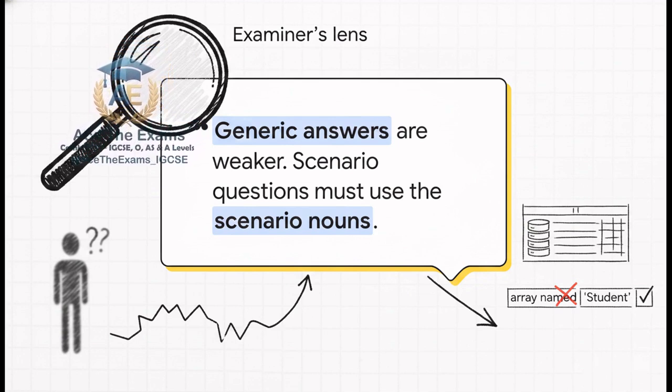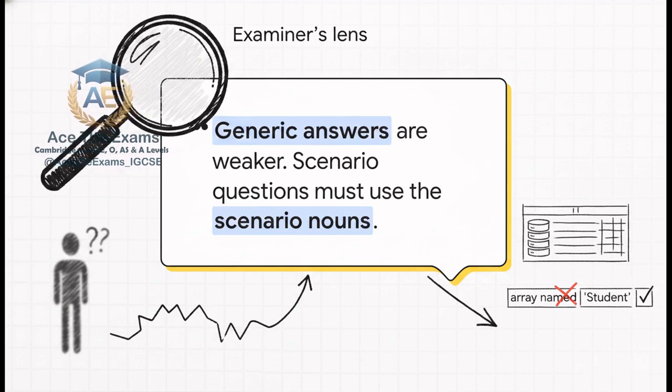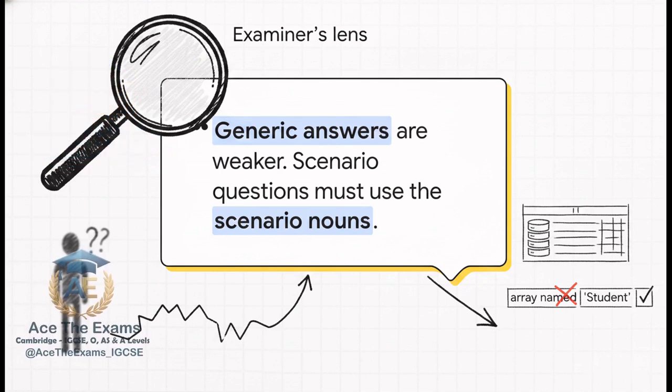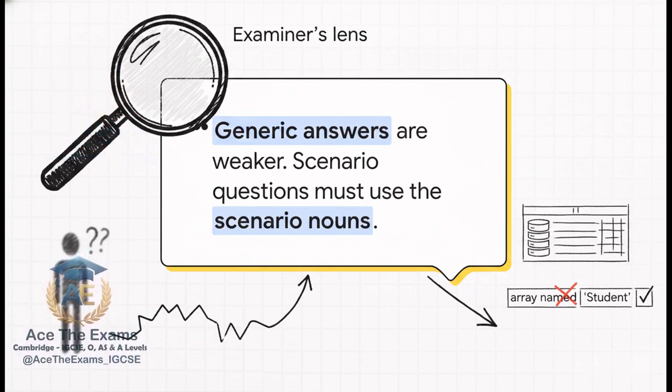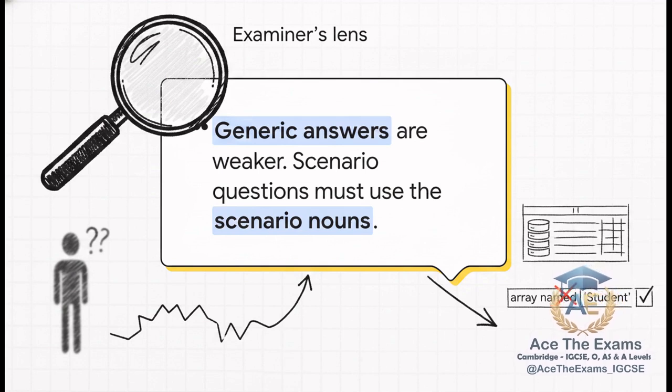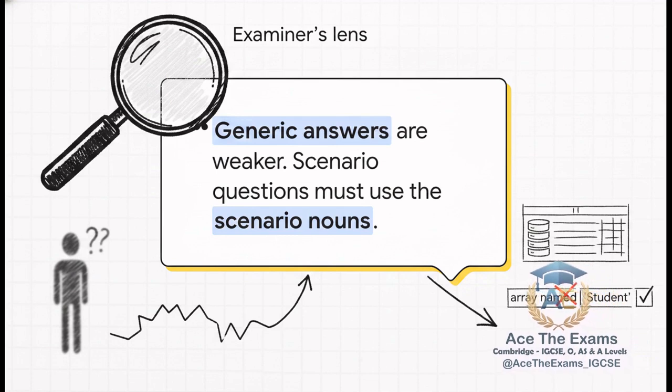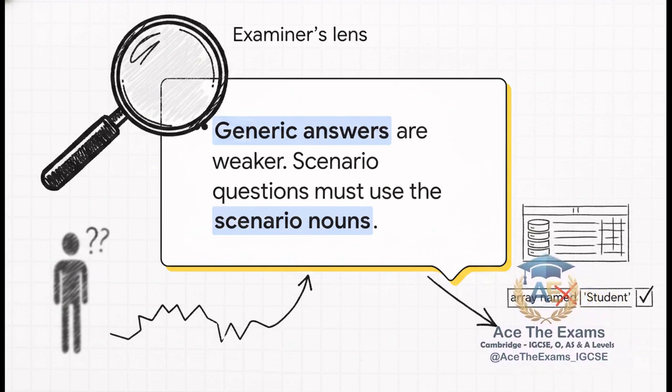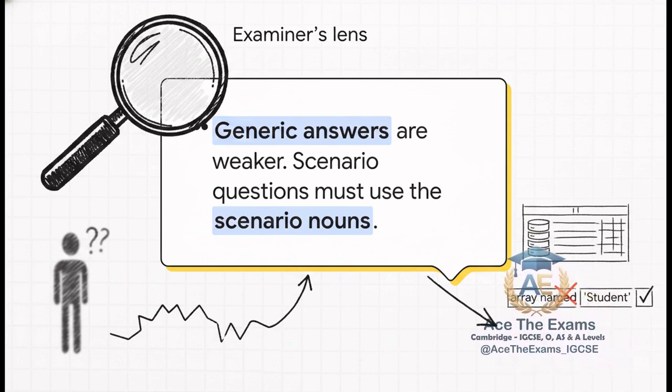So what does this actually mean for us? It means your ordinary, standard textbook revision completely fails if you don't apply your algorithm logic directly to the nouns actually provided in the exam scenario. Think about it. If the question gives you an array named student, and you just write the word array or data in your answer, no way. You are leaving marks on the table. You really have to speak the examiner's exact language.